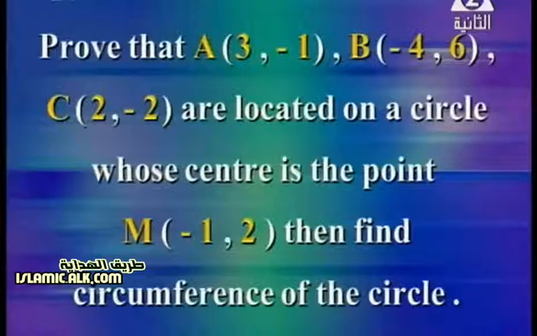Prove that A (3, negative 1), B (negative 4, 6), C (2, negative 2) are located on a circle whose center is the point M (negative 1, 2). Then find the circumference of the circle. To prove that the 3 points A, B, and C are located on a circle whose center is M, you must prove that the distance from A to M is exactly the same as the distance from B to M and exactly the same as the distance from C to M, as they will be radii of the circle. So first of all, we are going to find the length of MA.